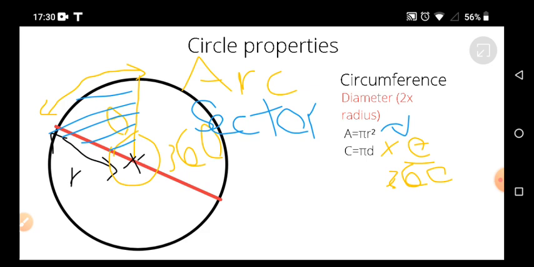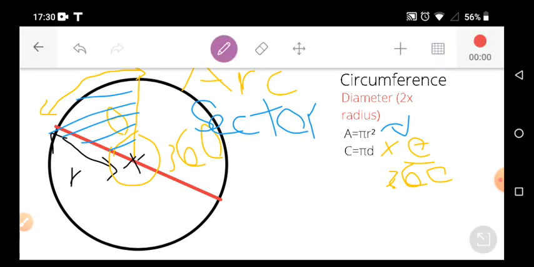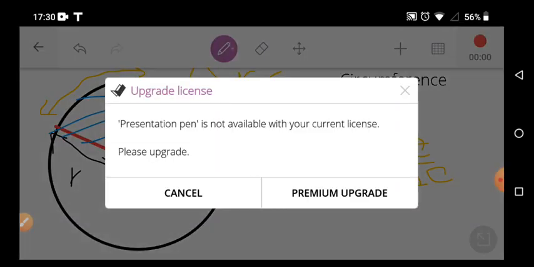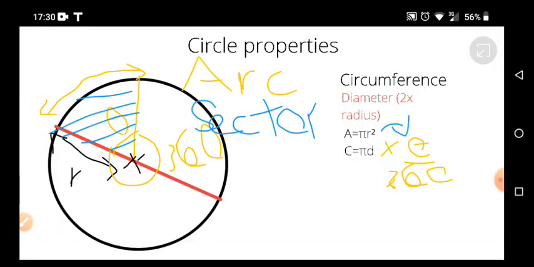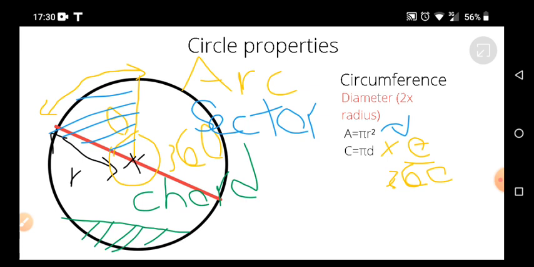Now there is just a few more things to do. So I'll just change the colour for the last time, to green, because I haven't used that yet. Draw a line here. This is a chord, and that is just a line from 2 points of the circle that does not pass through the centre. Quickly, you don't need to know this, but this is a segment as well, as the area is subtended by the chord and the circumference.